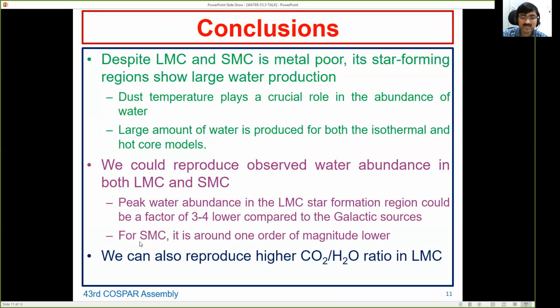We can also reproduce the higher CO2 to H2O ratio in the LMC, which is probably due to the higher dust temperature.